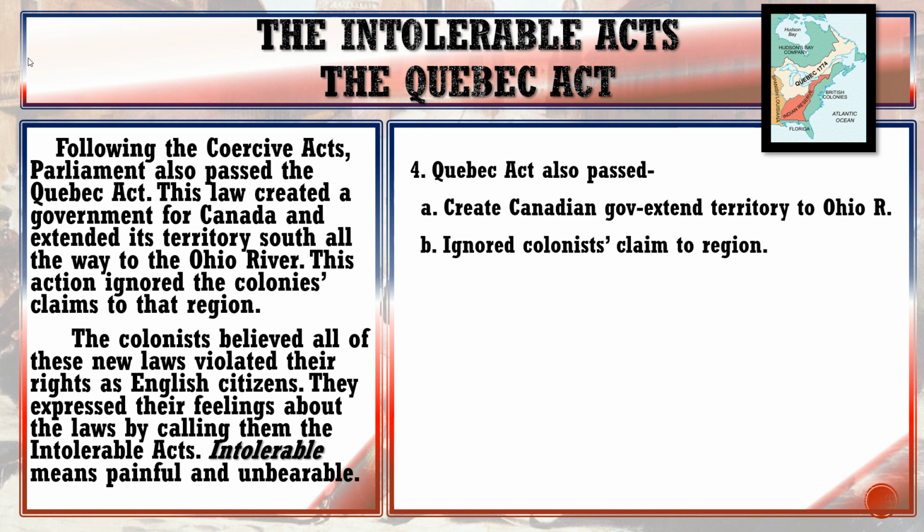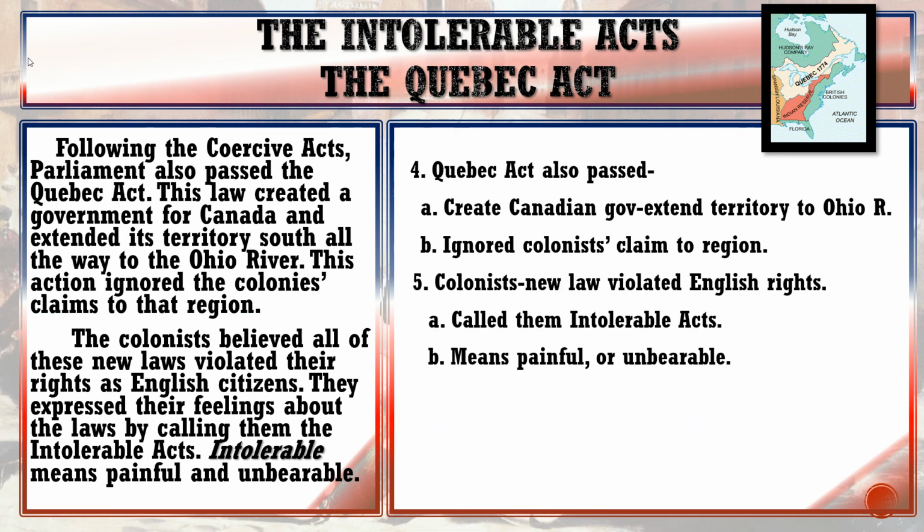Okay, so the Quebec Act, it's a real kick. How about this last paragraph? The colonists believed all these new laws violated their rights as English citizens. Duh. They expressed their feelings about the laws by calling them the Intolerable Acts. Intolerable means painful and unbearable. So, as far as the colonists are concerned, this was a crossing of a line.